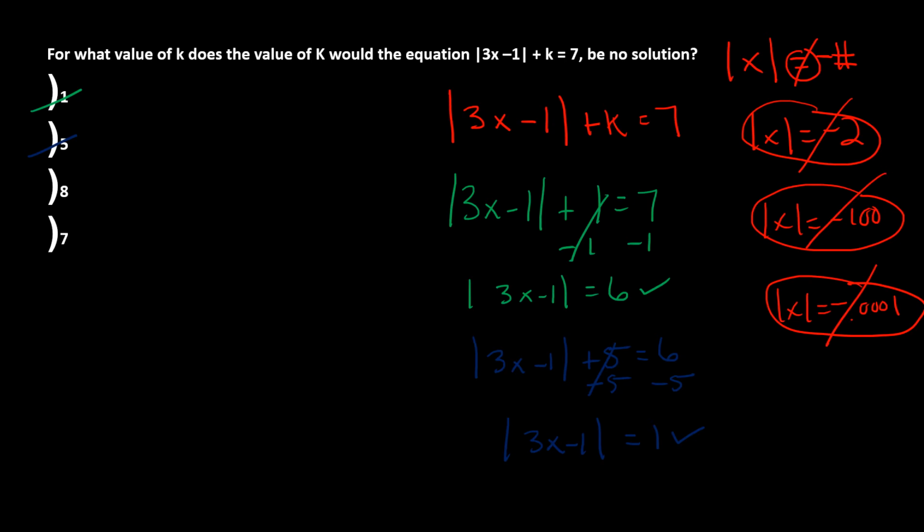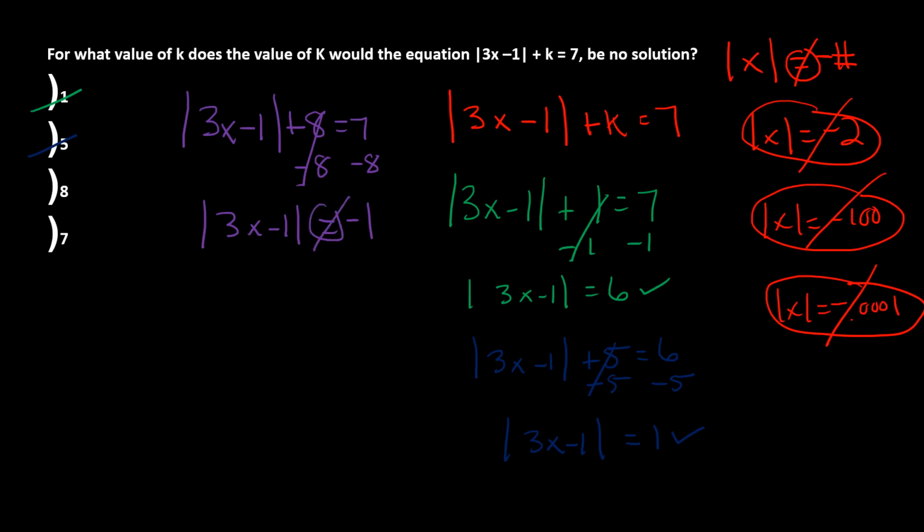All right, let me try the next one. If I do the absolute value of 3x minus 1 plus 8 equals 7, I'll subtract 8 from both sides. So I get the absolute value of 3x minus 1 equals 7 minus 8, which is negative 1. There is no value that I can put in here, even a negative, because once I take the absolute value, it's going to make it positive. This is no good. I cannot do this because of this negative number.